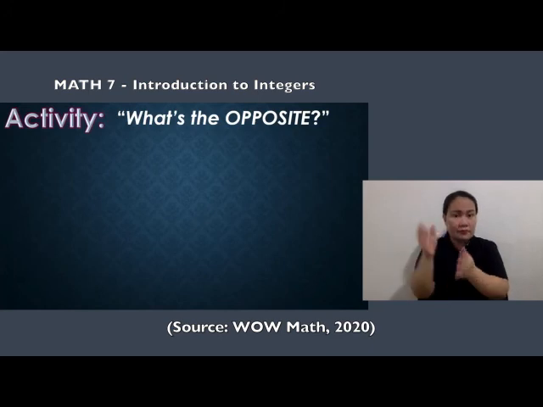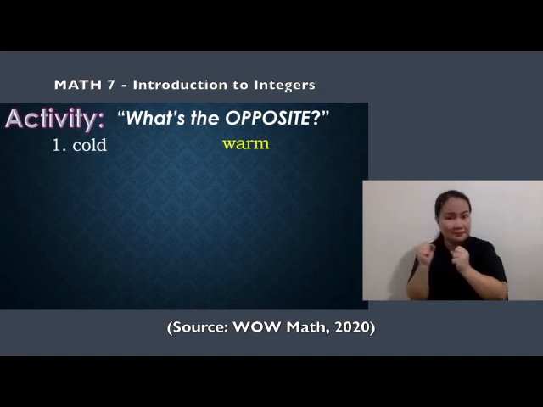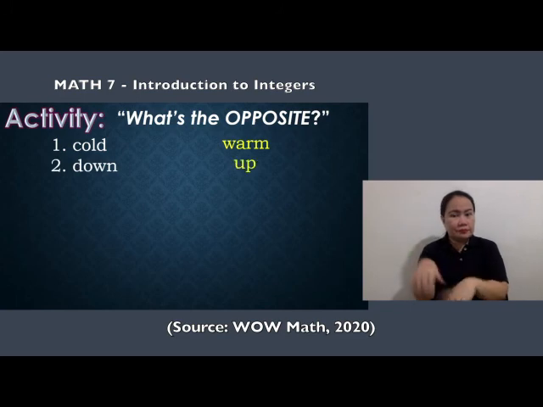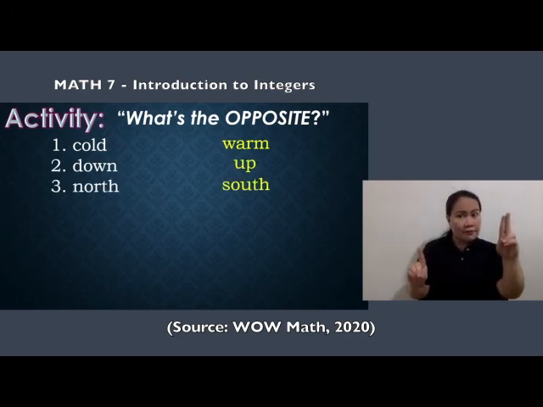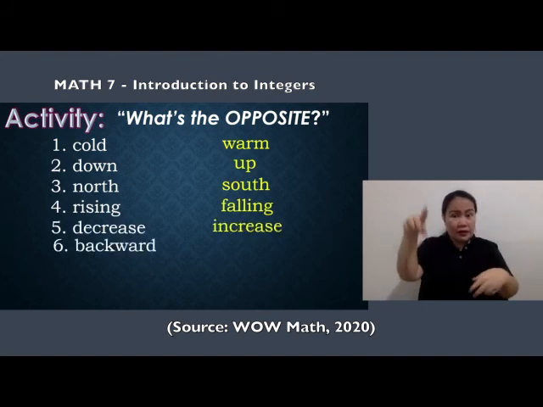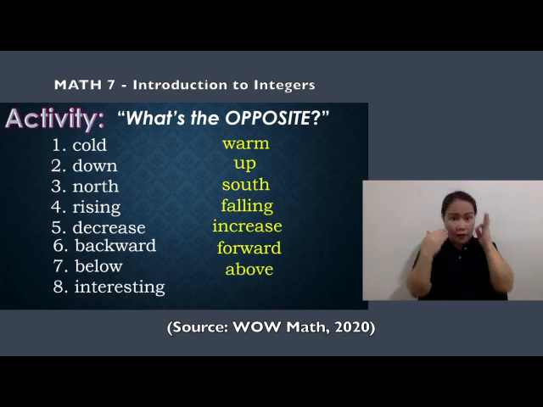What's the opposite? Number 1, cold. So, the opposite is warm. So, parang kinukuha natin yung antonym. Okay? Down is up. North is south. Rising, falling. Decrease, increase. Backward, forward. Below, above. Interesting, of course, that is boring.